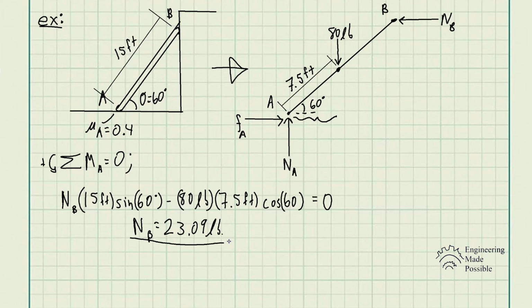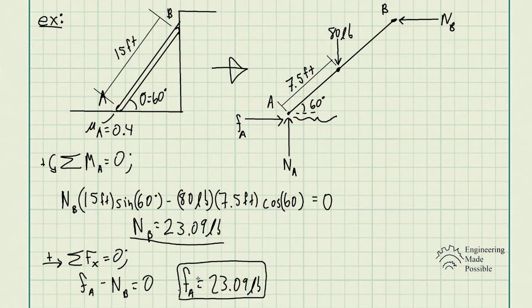So let's do the sum of forces along the x direction. For the sum of forces along the x, we only have the frictional force at point A, Fa, take away the normal force at point B. So we have Fa, the frictional force at point A, being equal to 23.09. So the frictional force at point A is 23.09 pounds.